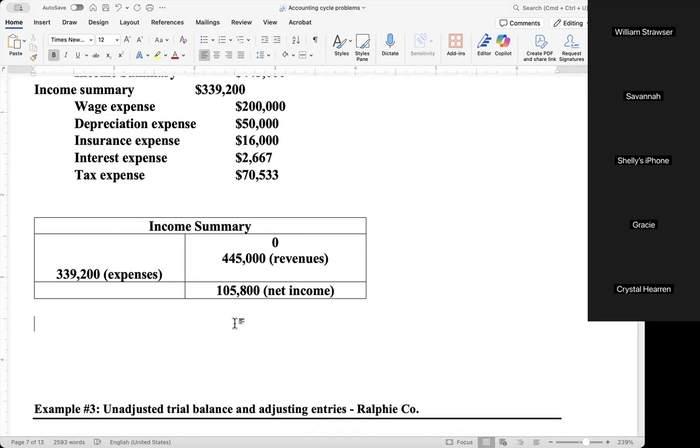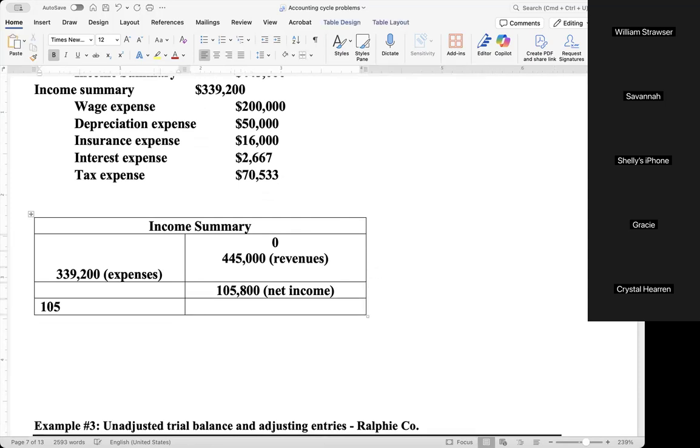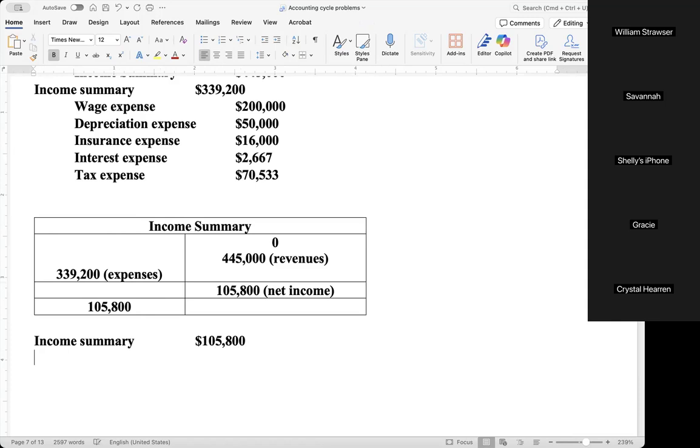What's my first step in terms of the entry? Are you going to close it to retained earnings, like debit income summary and then credit retained earnings? Exactly. So I'm just going to zero this out just like I would zero anyone out, like I zeroed my revenues and expenses. I'd have to debit it by that amount. Income summary, 105,800 debited. And then, as you said, Crystal, this goes straight into retained earnings.